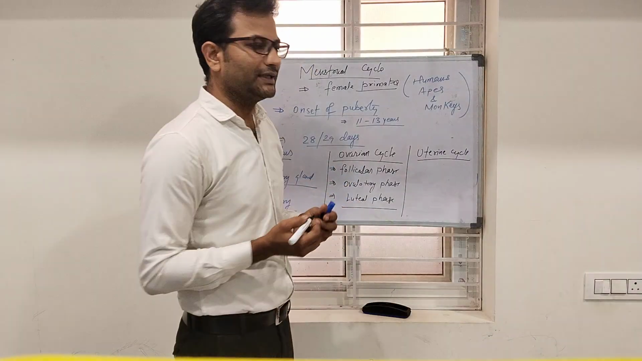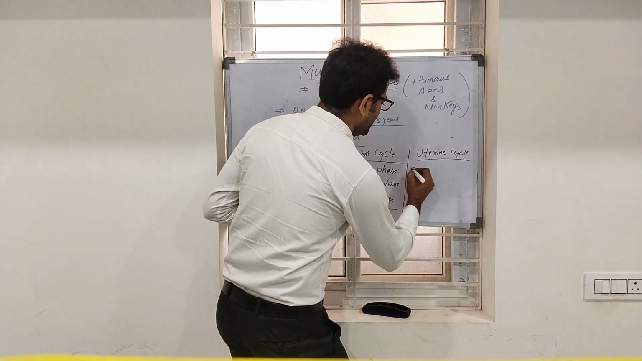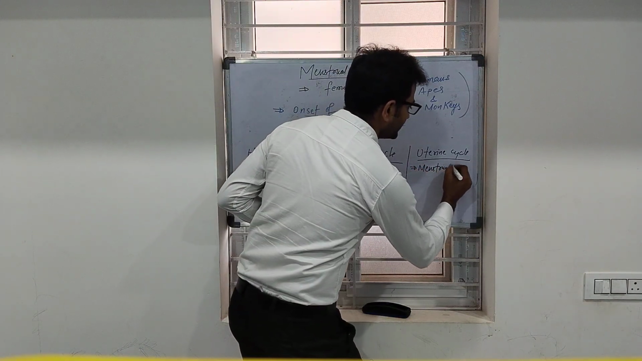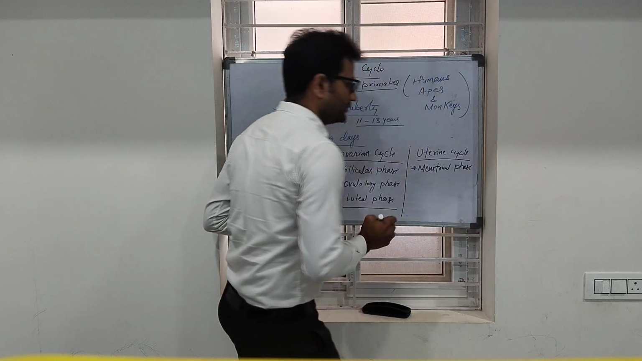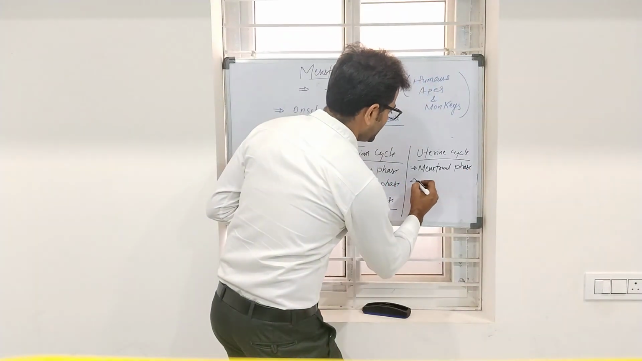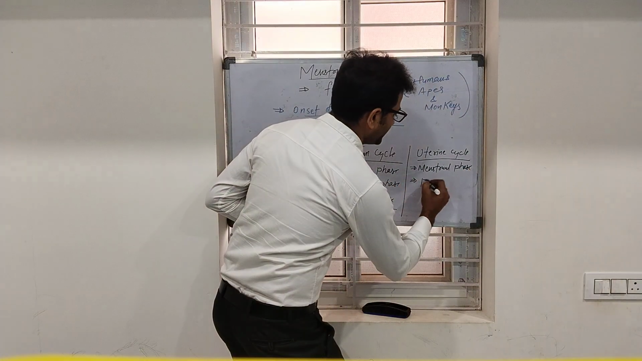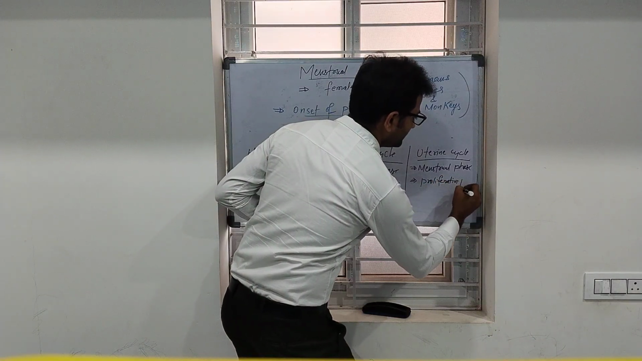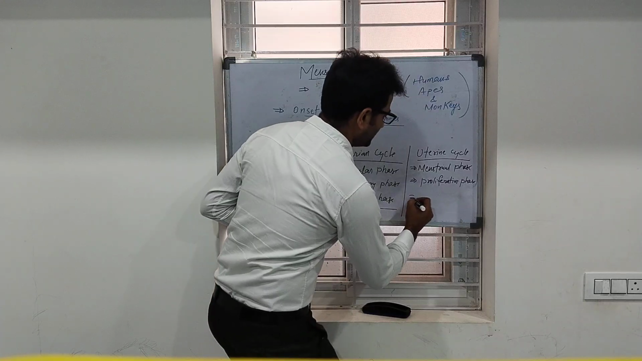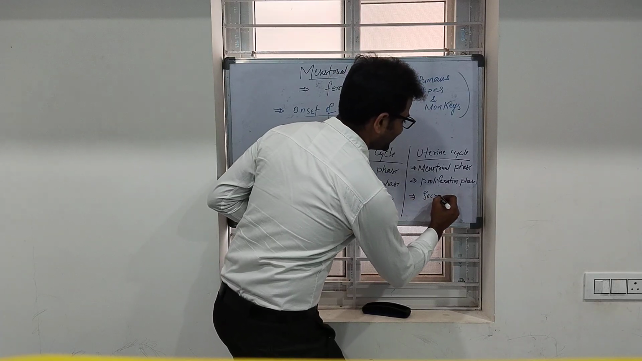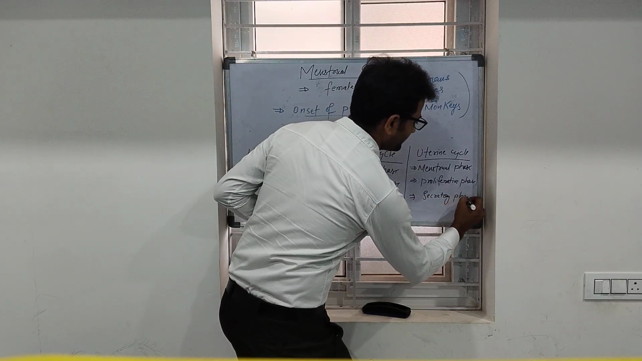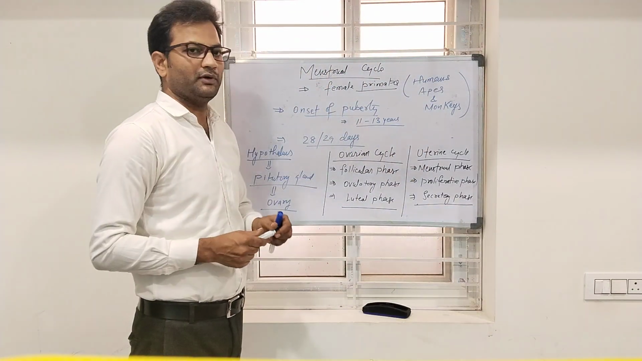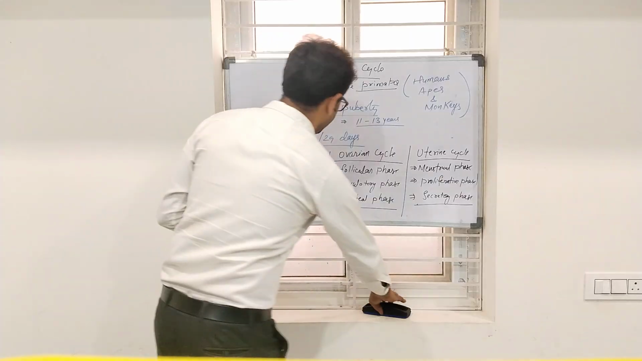If you talk about the uterine cycle, in the uterine cycle also three phases are there. First one is the menstrual phase, or you can say menses. Second one is the proliferative phase. And third one is known as the secretory phase. So now we will understand about the ovarian cycle.